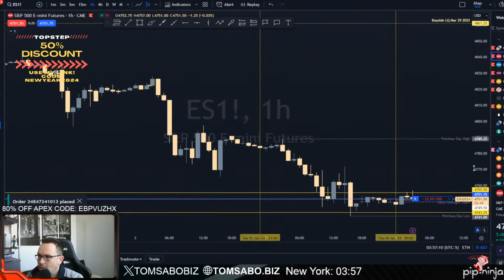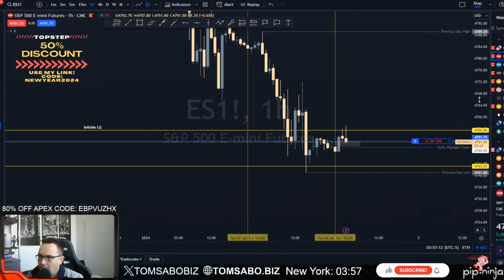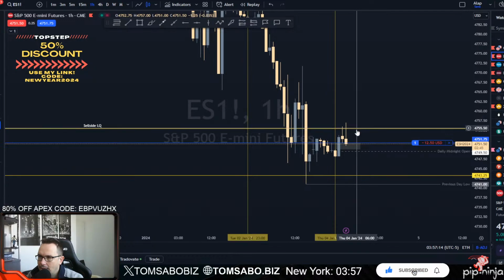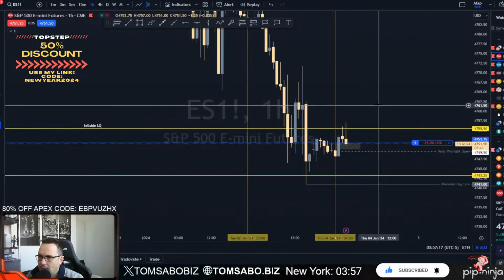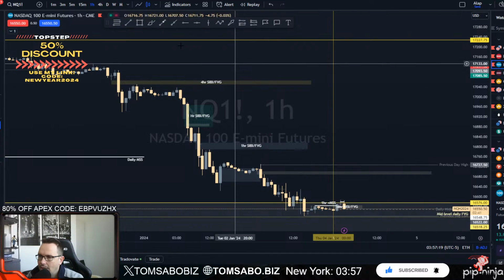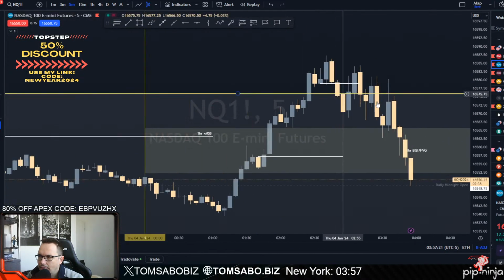Same scenario. I was watching it on my other screen. I know you guys don't trade ES, but I would really love to see this one go higher. Even NQ can change its mind right now.